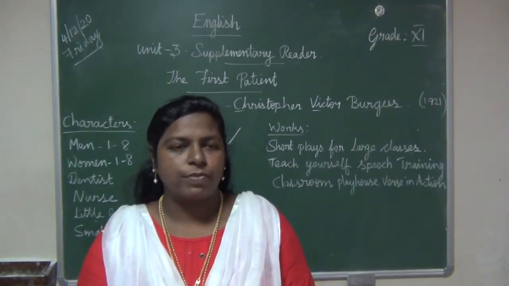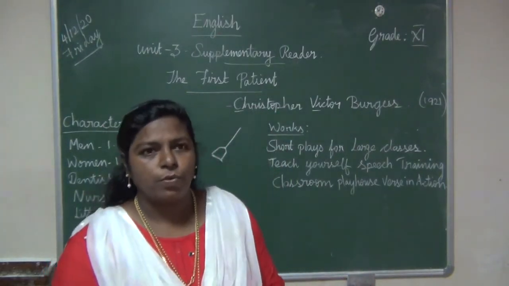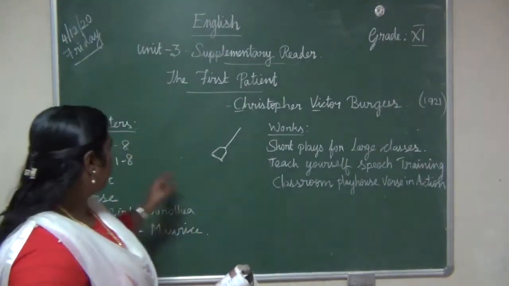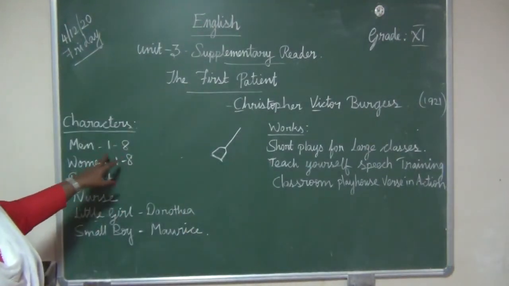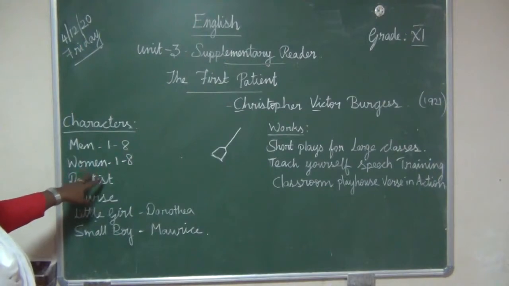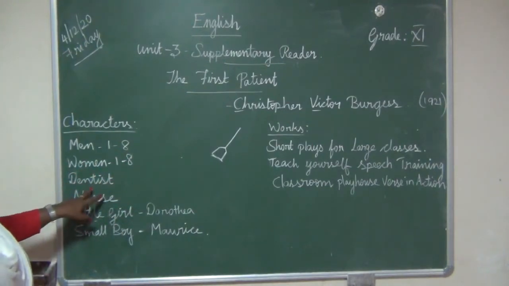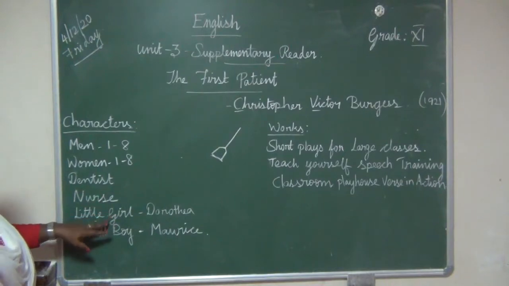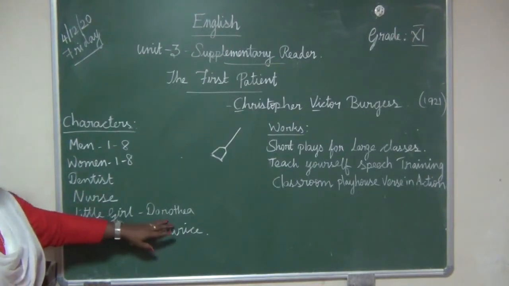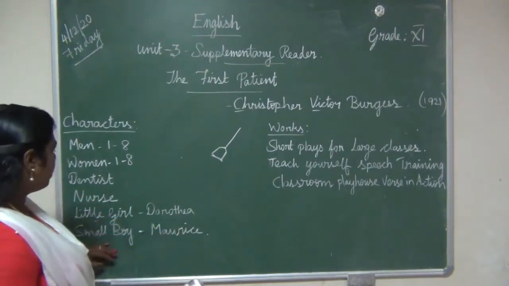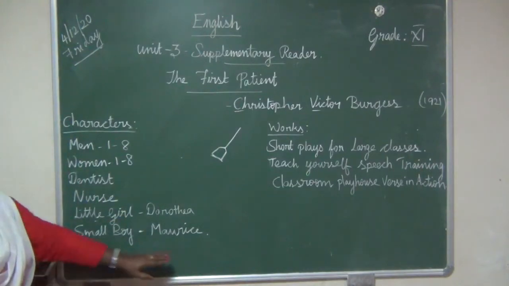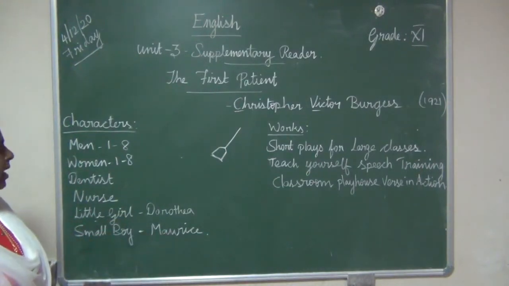That is the characters we will see. Already I told you what the characters are: Men 1 to 8, nearly 8 members are there. Women 1 to 8, 8 women are there. And the dentist is there, and the nurse. The little girl, her name is Dorothy, and the small boy is Maurice. Okay, so this many characters are there.